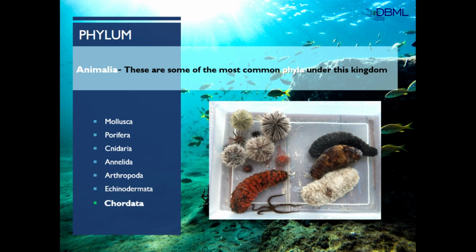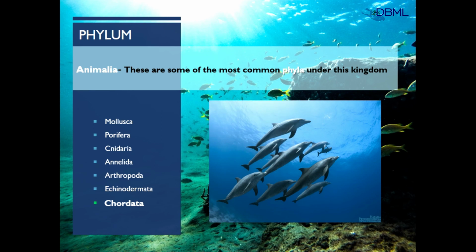And for the vertebrate animal, chordata. Now, these are organisms which have an internal vertebral column in their body. For example, in the picture right here, you can see the dolphins. These are members of the phylum Chordata.